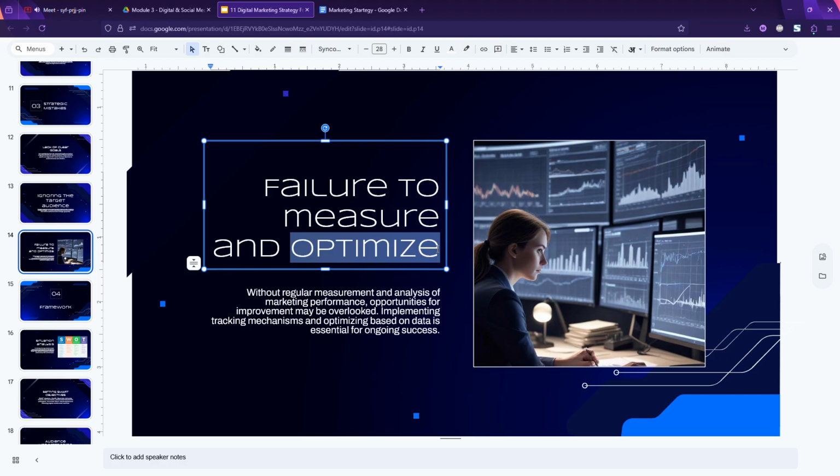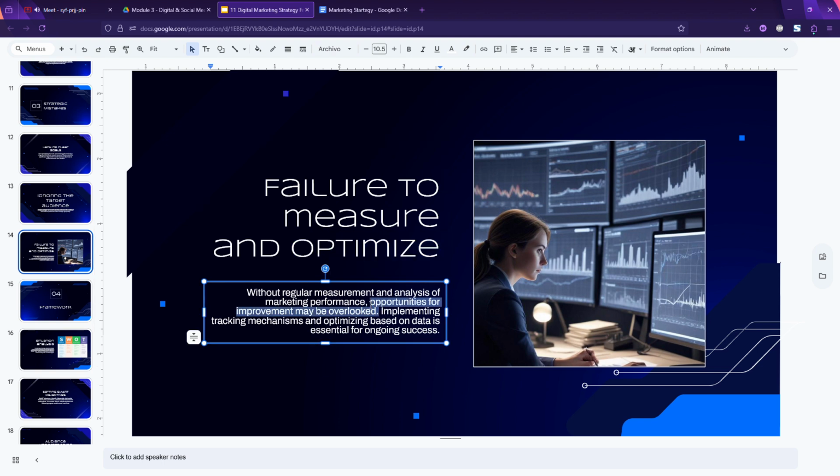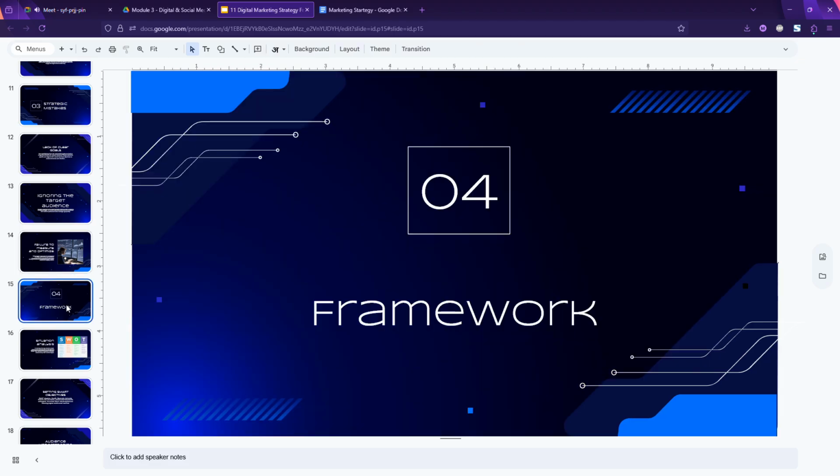The difference between traditional marketing and digital marketing is that we can optimize it on the go. It's like real time, right? Without regular measurement and analysis of marketing performance, opportunities for improvement may be overlooked. So we are missing out on the icing on the cake. Implementing tracking mechanisms and optimizing based on data is essential for ongoing success.